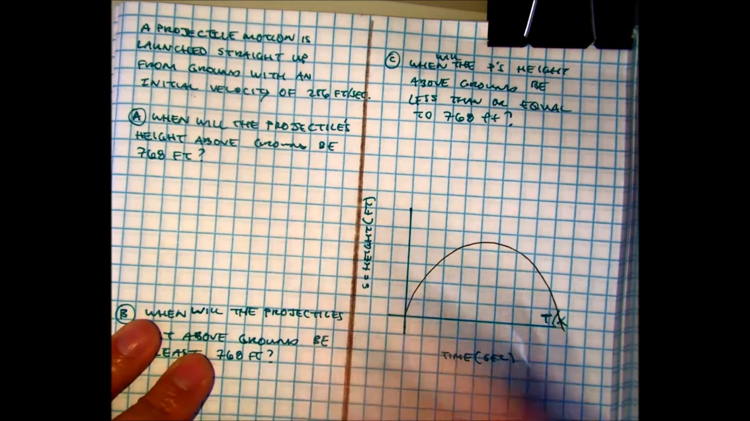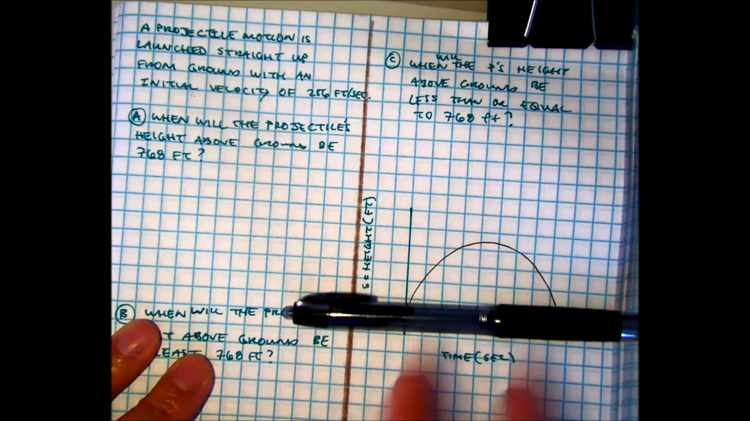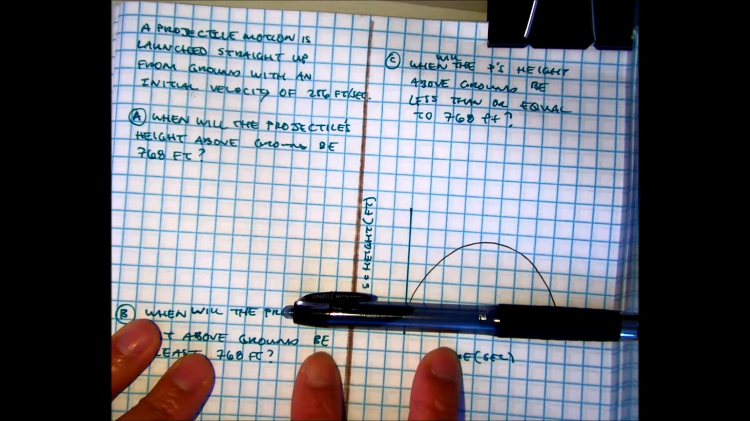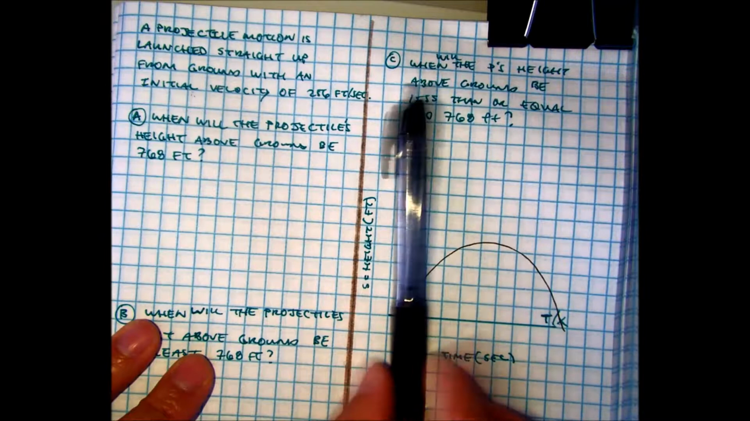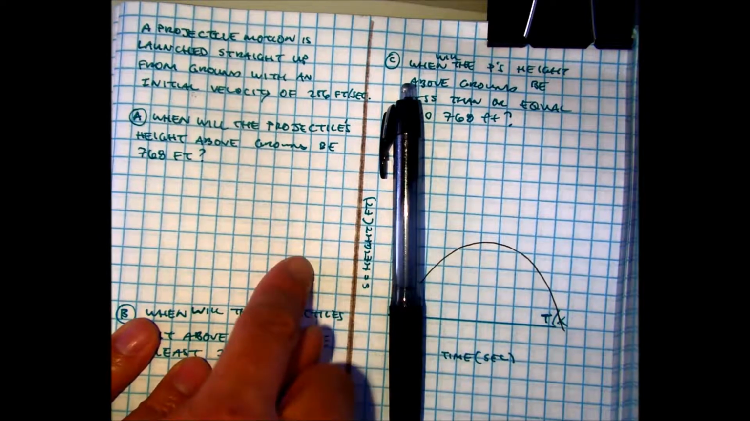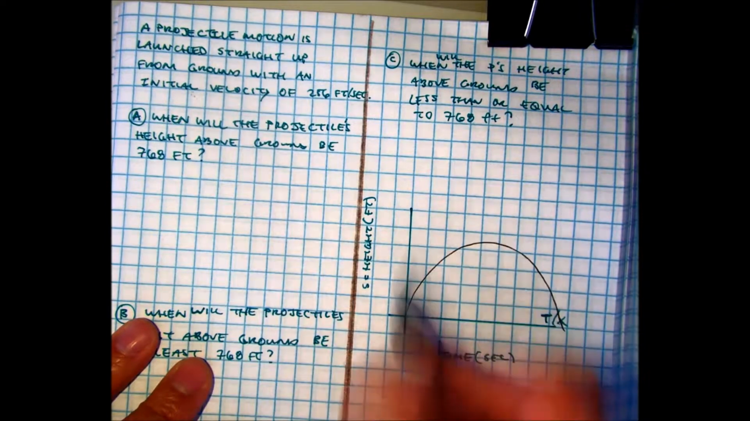It keeps mentioning above ground, which tells you that you're going to eliminate quadrants 3 and 4. If the x-axis is time, that means that you can't go into quadrant 2 because time can never be negative. So we're focusing in quadrant 1.